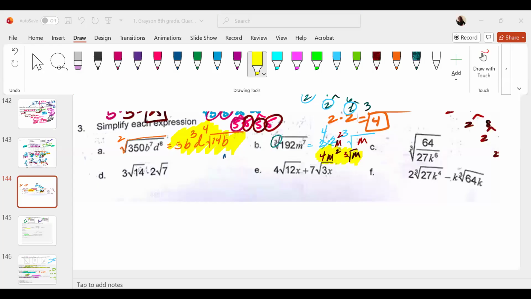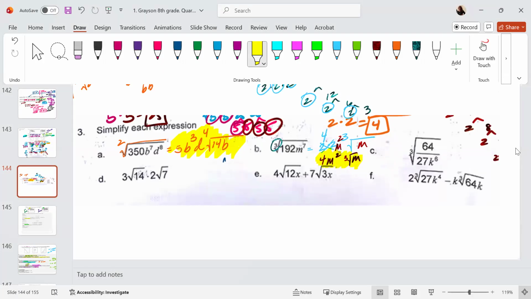Okay, so then for C, do you see how this is? What you need to do is you need to go ahead and do a cube root on 64 and a cube root on 27k to the 6. Do you see that? Okay, cube root of 64 means you need 3 of a kind, right? And let's see, 64, I think it's going to be 4. Divided by 4, yep. There's 3 fours, right? So that's just going to be a 4.